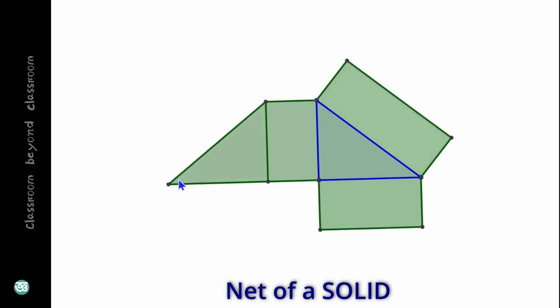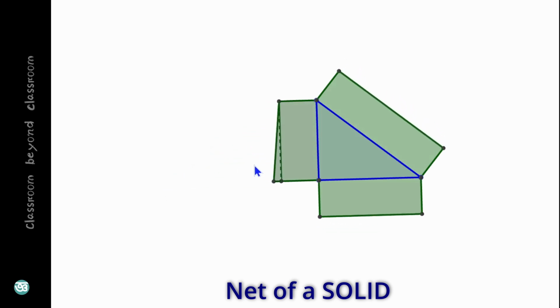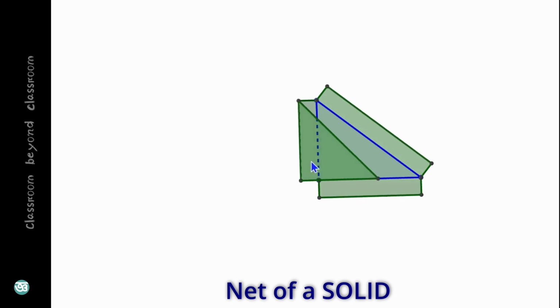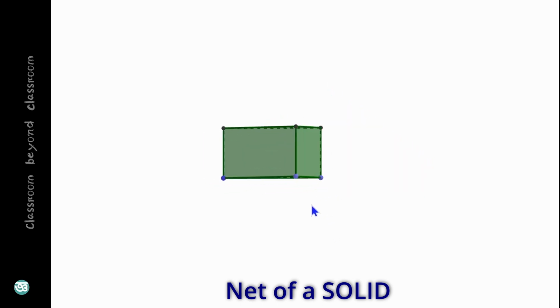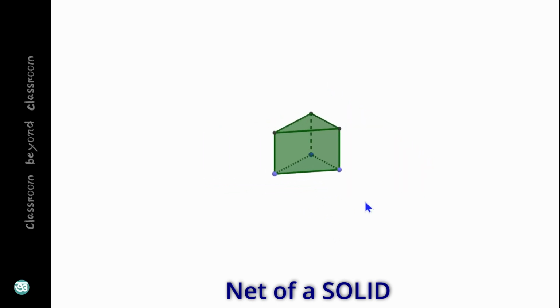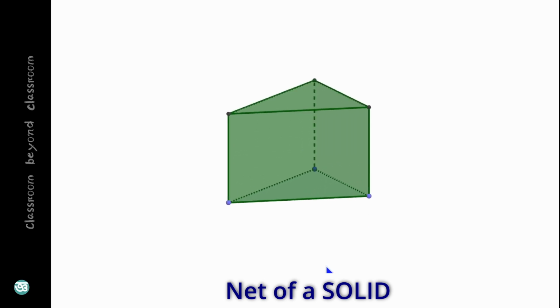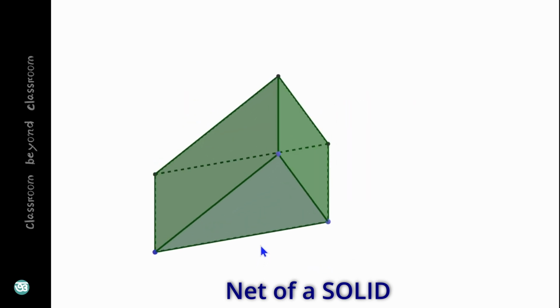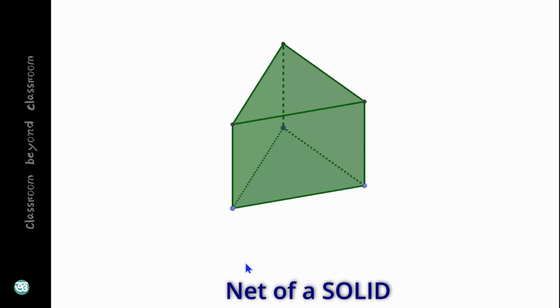Let's see. You see, it can be folded. It is a 3-dimensional figure now. So what is this? This is a prism. From a 2-dimensional shape, we can form a 3D shape. Now, if I reverse the process, that is, if you lay out or unfold a 3D figure, you get each and every face of the figure again.